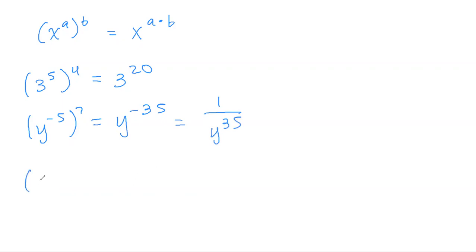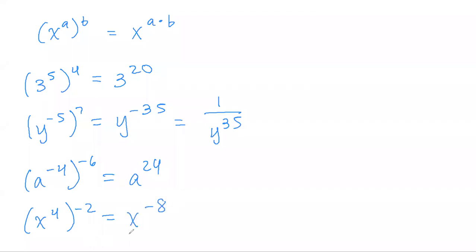And it just kind of keeps going. Just showing you these examples, so a to the negative 4, to the negative 6 power is the same thing as a to the 24th. And then here I have x to the 4th, to the negative 2, which is x to the negative 8. All right. So that's the power rule here. I guess I should write that there.